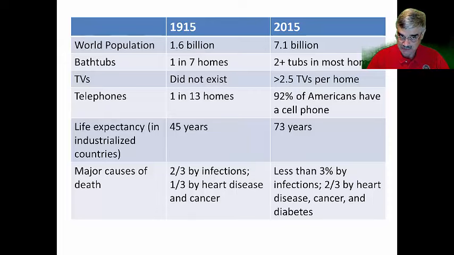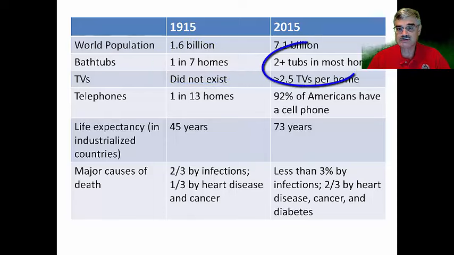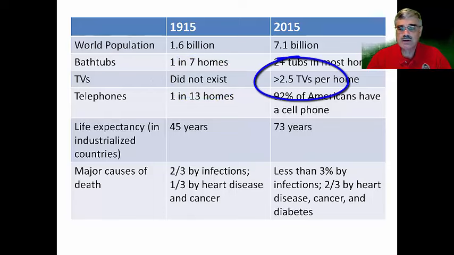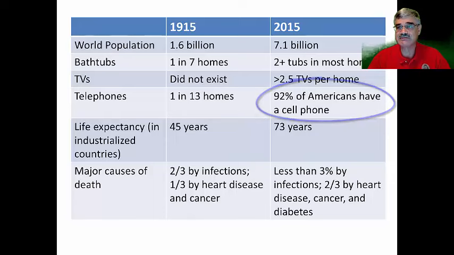Now, 100 years ago, and something like bathtubs, only 1 out of every 7 homes had a bathtub. Now, there's over 2 bathtubs in most homes. TVs. 100 years ago, television didn't exist, and now the average home has over 2 televisions. Telephones. Telephones did exist 100 years ago, but only 1 out of every 13 homes had a telephone. Now, almost 100% of Americans have a cell phone, but essentially everyone has a cell phone these days.